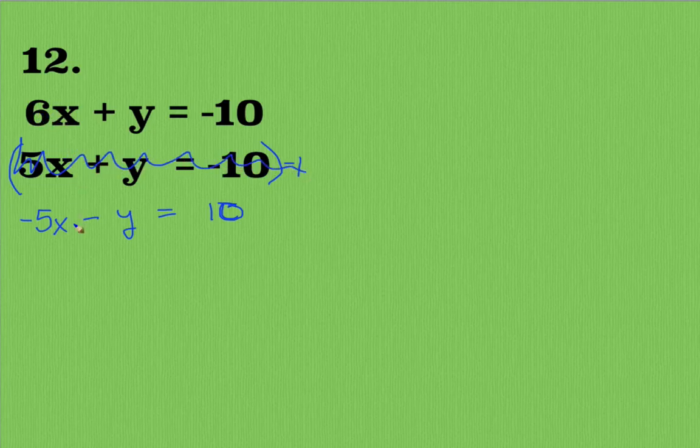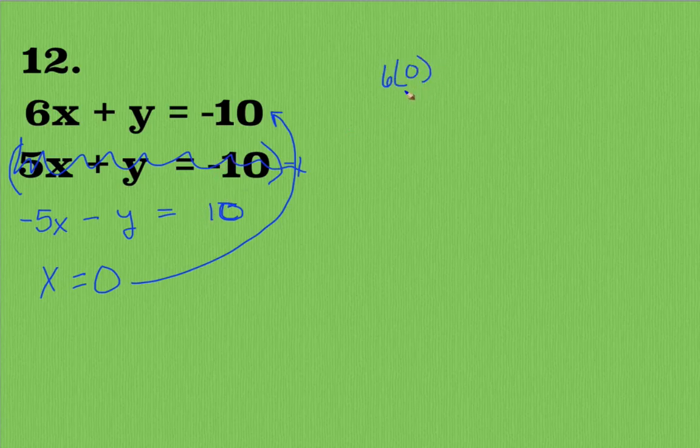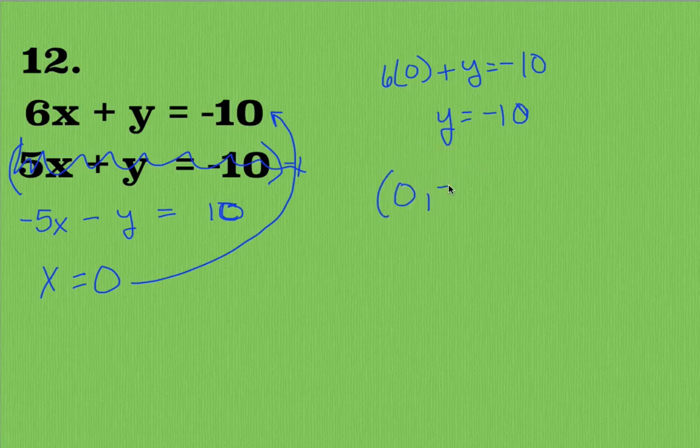So that's 6x minus 5x leaves me with just x, plus y plus negative y is 0, and then 10 minus 10 is 0, so x equals 0. So now what I can do is plug this into any one of these equations. So 6 times 0, because that's the x value, plus y equals negative 10. So basically my y equals negative 10. So I have now my coordinate point, which is 0, negative 10.